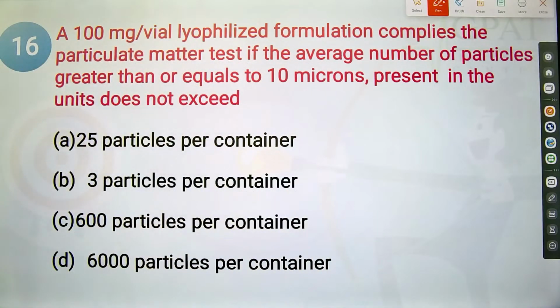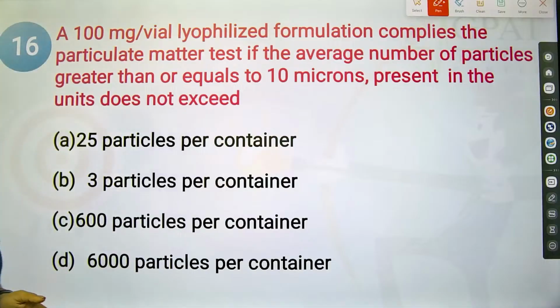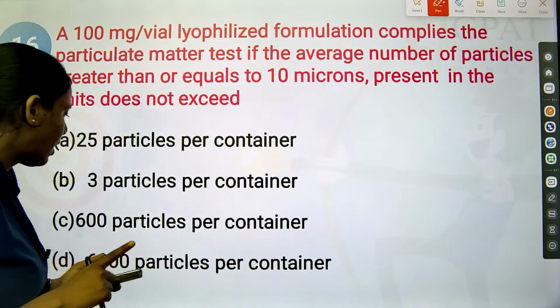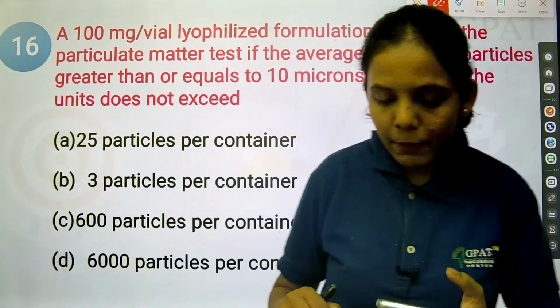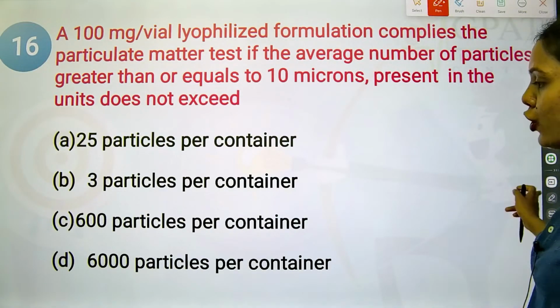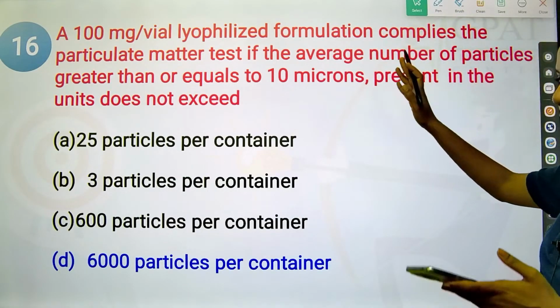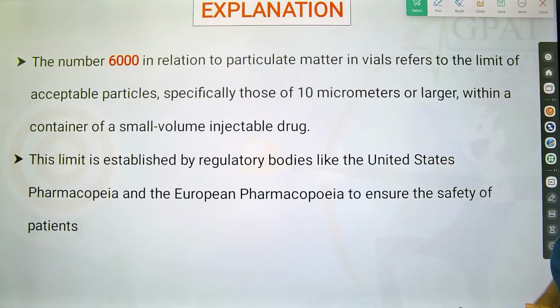Next is a 100 mg vial lyophilized formulation complies the particulate matter test if the average number of particles greater than or equal to 10 microns present in the unit dose does not exceed. Very good, all of you. The last answer was correct. 25 particles per container, 3 particles per container, 600 or 6000. Anybody? So basically, yes, D is the right answer. That is nothing but 6000 particles per container. So that is the limitation.